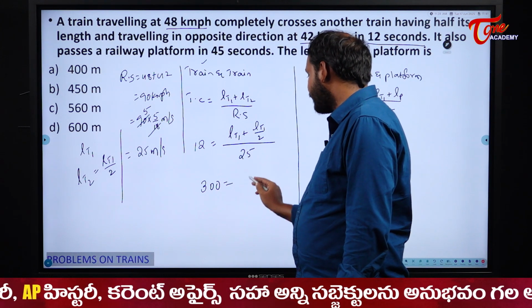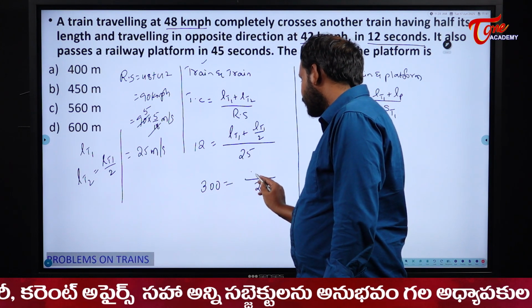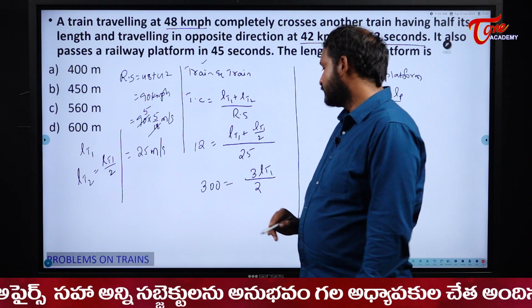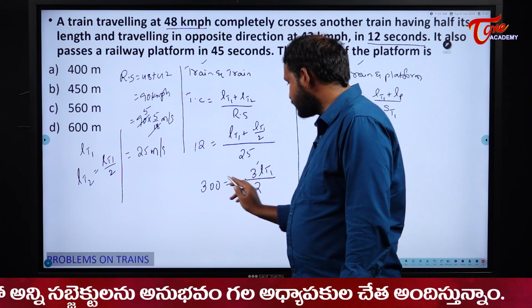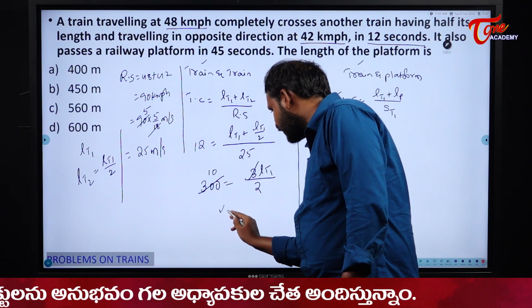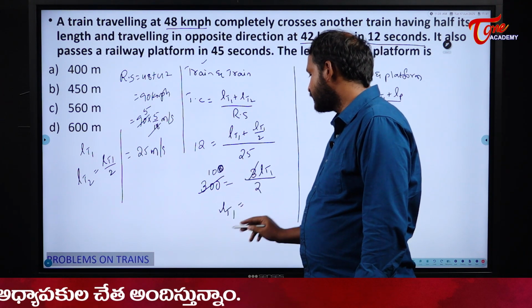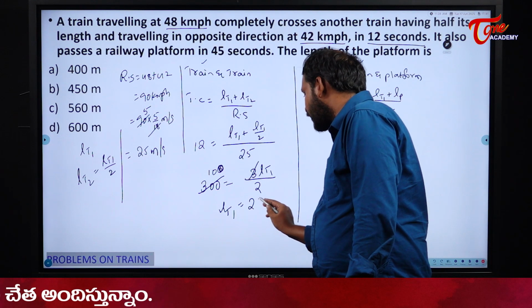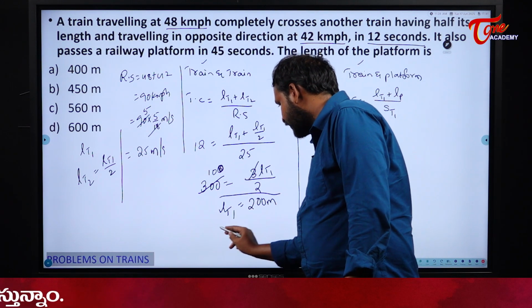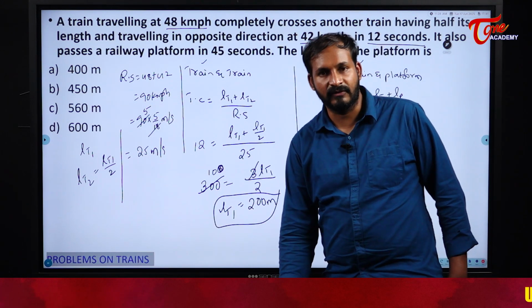300 is equal to, taking the LCM 2, 3 times length of train 1 by 2. So 3 ones are 3, 3 tens, so the length of train 1 will become, hundreds, not tens, hundreds. 2 into 100 will become 200 meters. Now I know the length of train 1 is 200 meters.